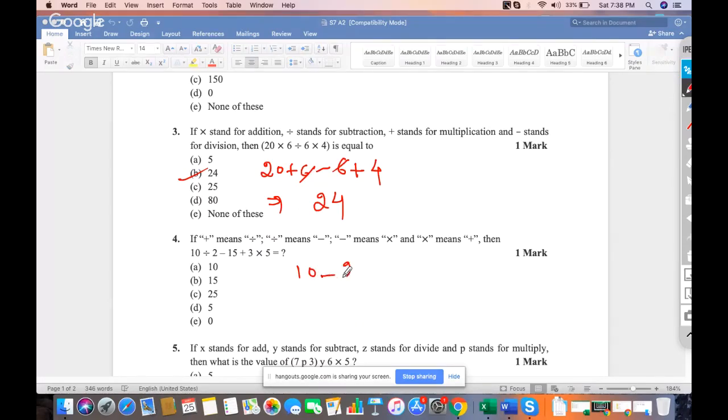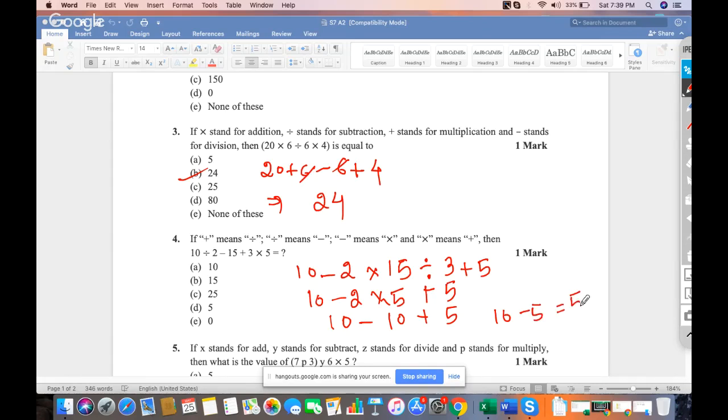Division means negative. 10 minus 2. Negative, where is negative means multiplication. So 2 into 15. Plus means division, 3. And multiplication means plus, so 5. So 10 minus 2 into 15 divided by 3 is 5 plus 5. So this is nothing but 10 minus 10 plus 5. So this is 10 minus 5, which is equal to 5. Answer is 5, 4D.